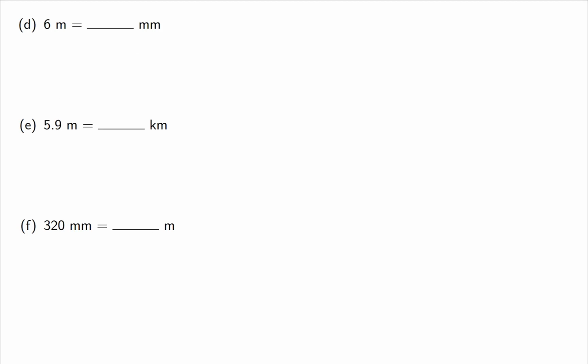Let's do some more of these. Again, your scale is King Henry died Sunday drinking chocolate milk. For 6 meters, the decimal point is at the end again. Remember, meters is your S, and so we're going 1, 2, 3 places to the right to go to millimeters. That gives me 6,000 millimeters.